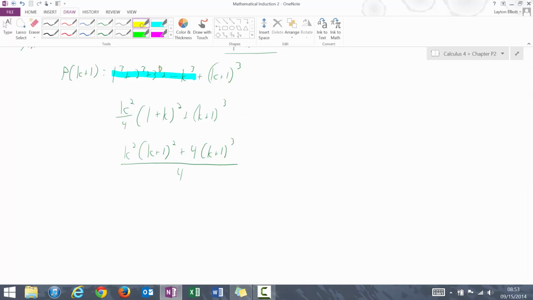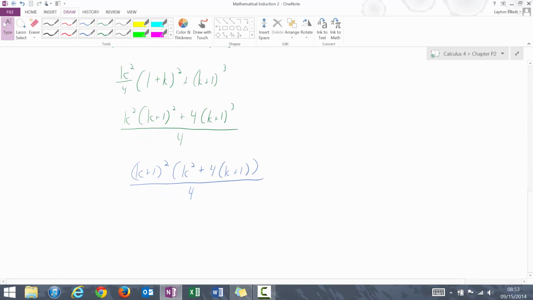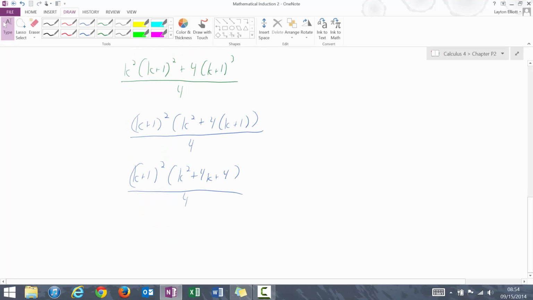Now if I look at the numerator here, I could factor out the (k plus 1) squared, so I pull out the (k plus 1) squared, and I get k squared plus 4 times (k plus 1), all over 4. And if I really examine this, I can see I've got k squared plus 4k plus 4. You can see that that trinomial is going to factor into (k plus 2) squared. So (k plus 1) squared and (k plus 2) squared over 4.